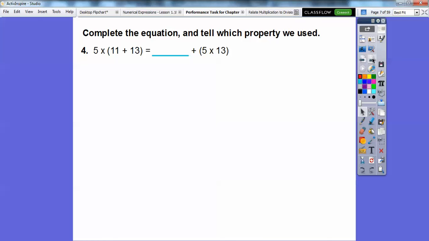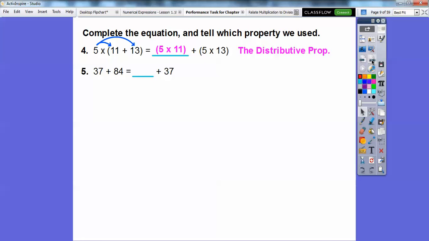Okay, so let's complete each equation. Tell which property we use. 5 times the quantity 11 plus 13 equals blank, and then 5 times 11 plus 5 times 13. So what we did is we used the distributive property. We did 5 times 11 plus, this plus right here, 5 times 13. The distributive property is used a lot in this lesson, in this chapter.